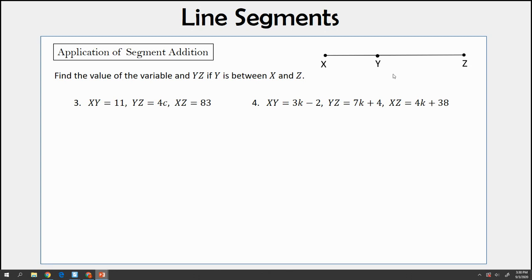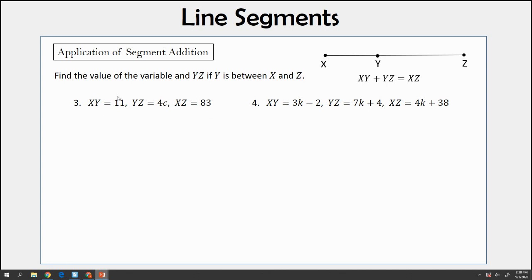If I write a segment addition postulate to represent this, I would say xy, this distance, plus yz, this distance, equals the full distance x to z. These two segments add up to the overall. Now, this is what we'll use down here for these. They give me the information. All I got to do is write my equation, substitute it in, solve. Okay? Because we're talking about the same x, y, and z in the drawing for each of these.